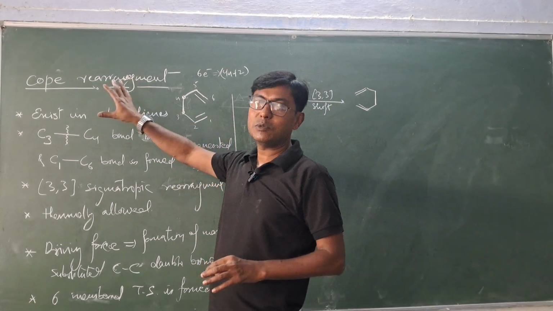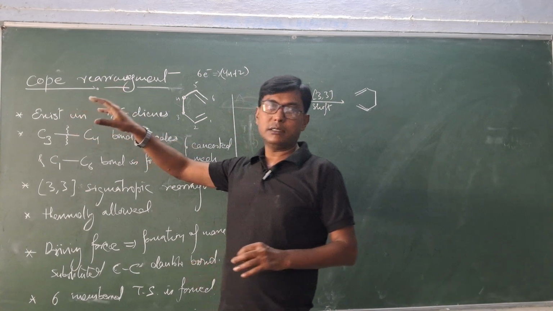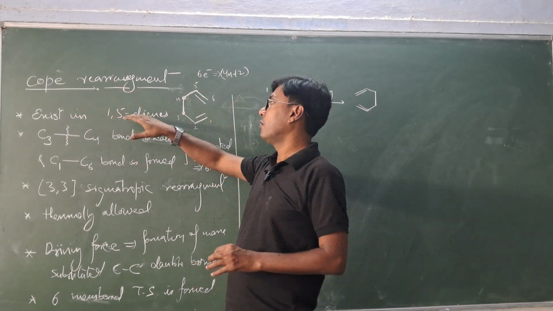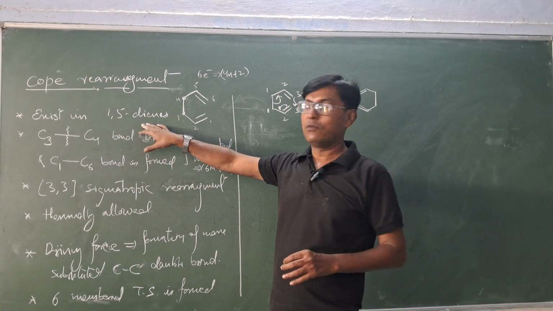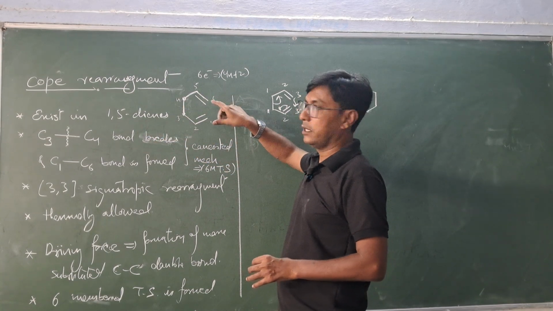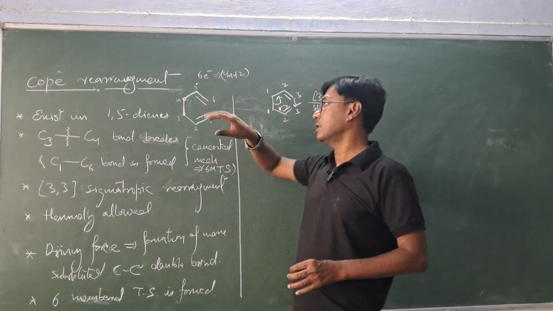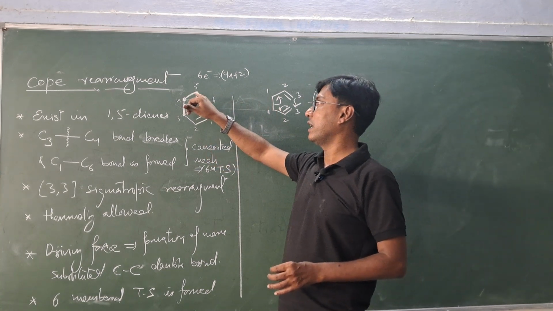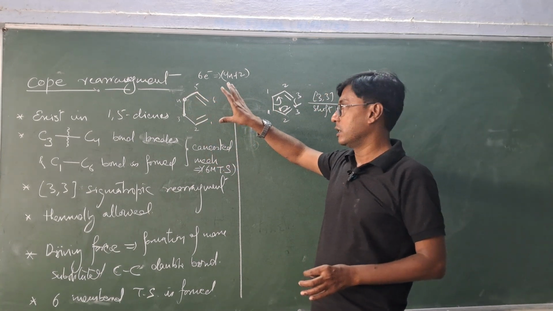Cope rearrangement is basically where we have a 1,5-diene system, for example, like this: 1, 2, 3, 4, 5, 6. There are two double bonds, that is a diene system. Position number 1 and position number 5 have the diene positions.